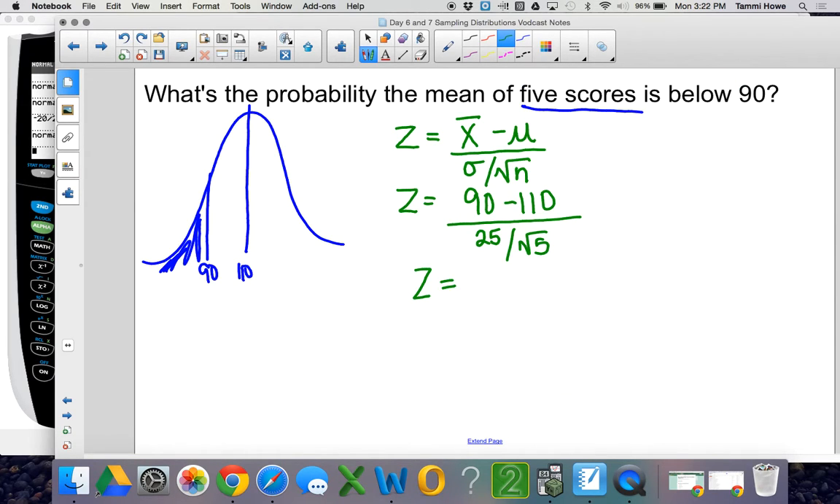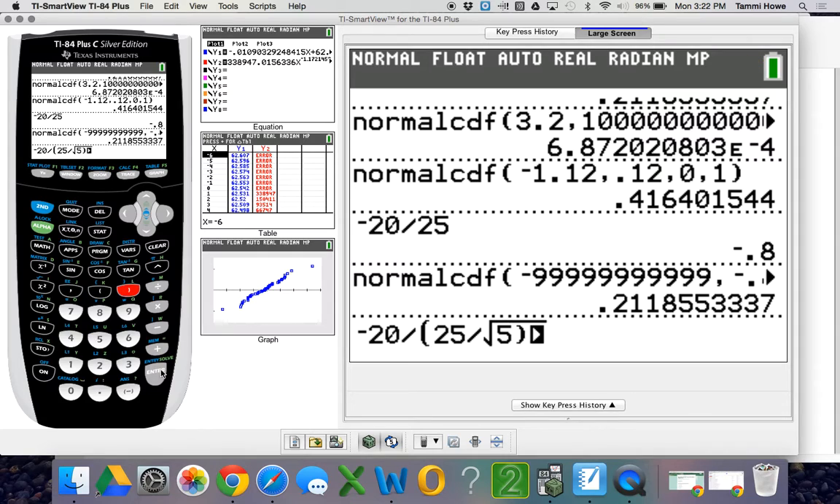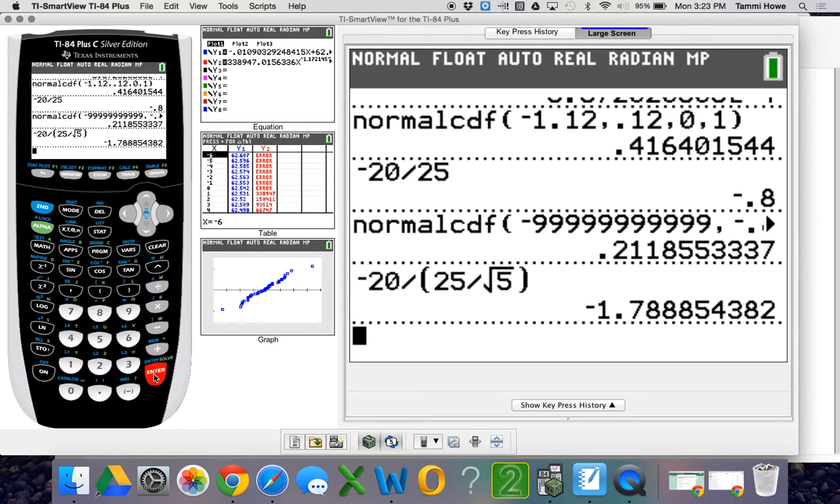So z equals, I've got to figure this one out. This is negative 20 on the top, divided by, and the standard deviation was 25 divided by the square root of 5. I need parentheses around my denominator. Okay, so that looks good. So I'm getting negative 1.7889.